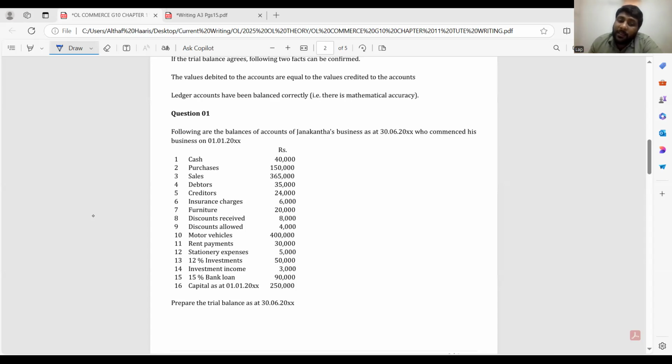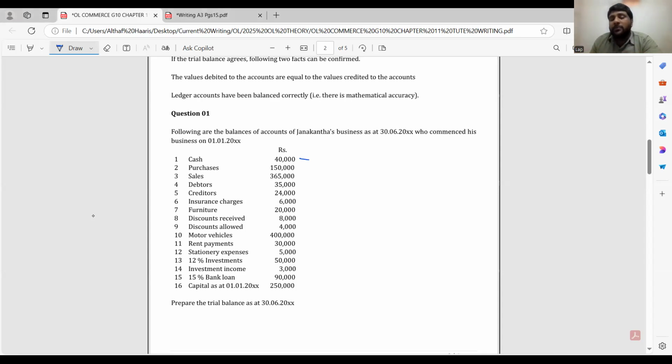You tell me, cash is what for the business? Asset, liability, equity, income, expense? Cash is what for the business? So you can say current asset or not current asset. So it is an asset which is a current asset.